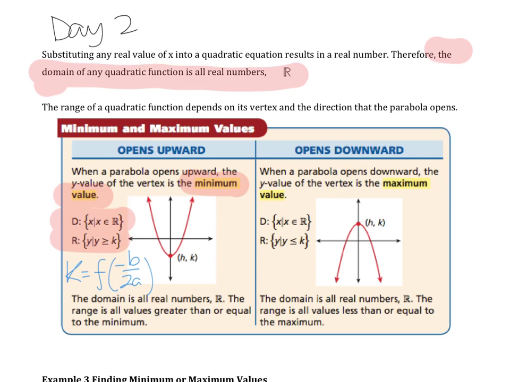Then if it opens down, we have a maximum value. Domain again is going to be all real numbers. This time the range is going to be all y values less than k, remembering that k again is the function evaluated at the opposite of b over 2a.